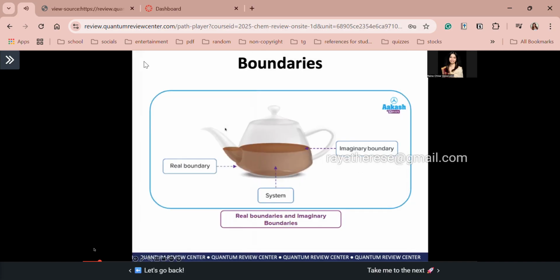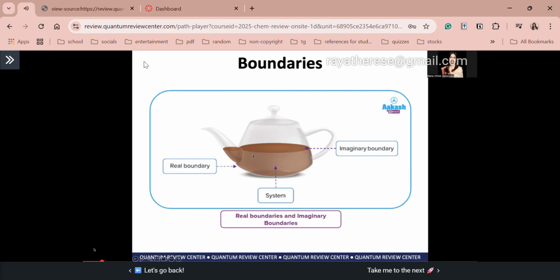I hope that's clear. Now let's proceed to boundaries. So we have what we call real boundaries and imaginary boundaries. So for example, here we have kape, or let's say, tsaa. Sige, tsaa na lang. Tsaa na nasa teacup. And it is defined as the system. And everything else outside of it is surroundings. So yung wall ng container nito, which separates the system and the surroundings, di ba? It exists in reality. Nakikita natin siya. So this is what we call our real boundary.